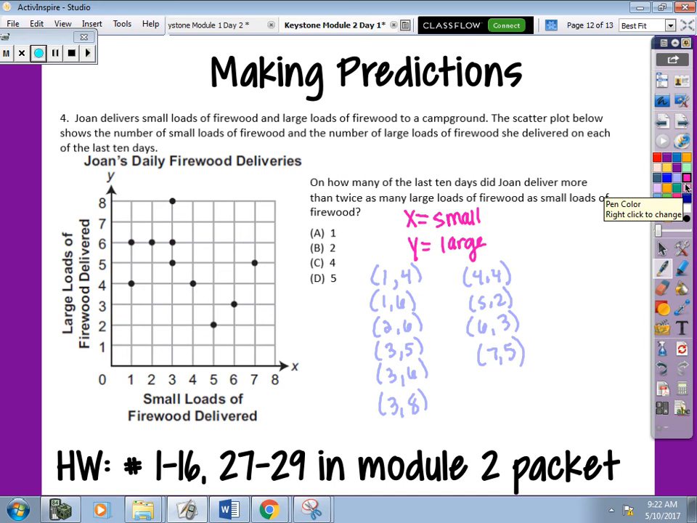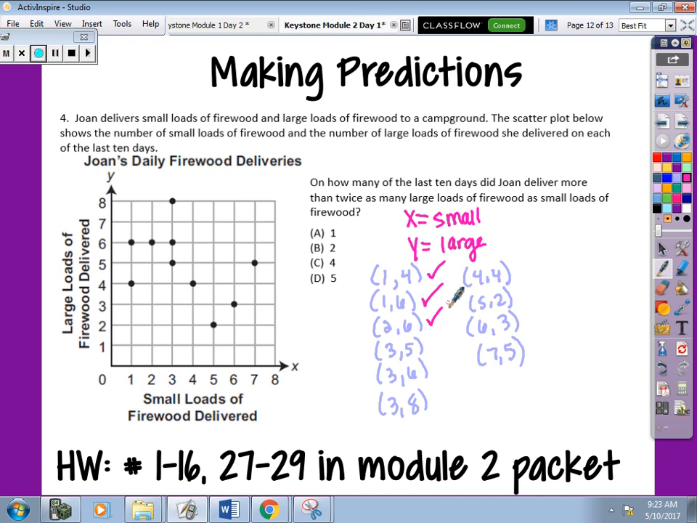Okay, so on how many of the last 10 days did she deliver more than twice as many large loads as small loads? Okay, so small loads, if I double them, 1 times 2 is 2. Is 4 bigger than 2? Yes. So that would be one of the days that she delivered more than twice the amount. 1 times 2 is 2. Is 6 bigger than 2? Yes, that one counts. 2 times 2 is 4. Is 6 bigger than 4? Yes, that one counts.